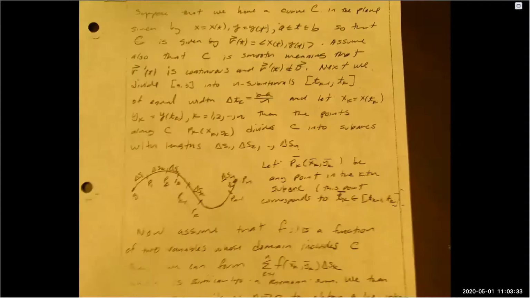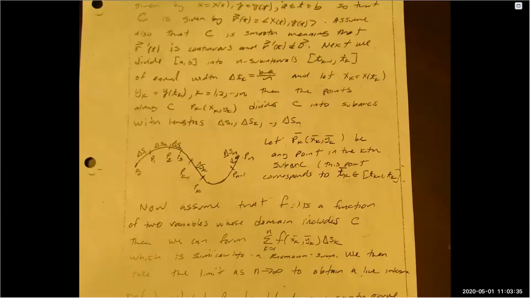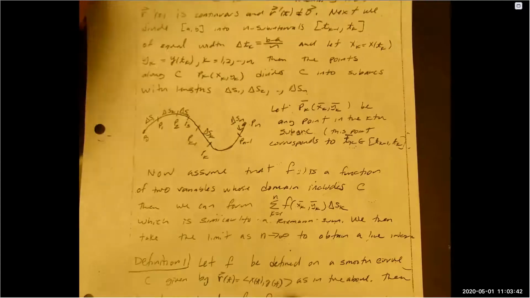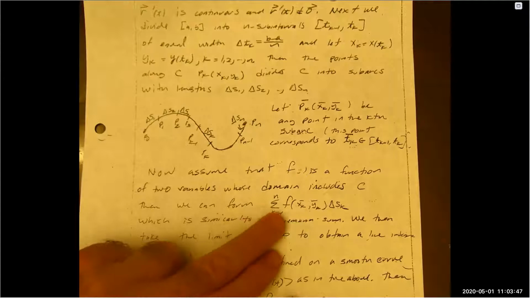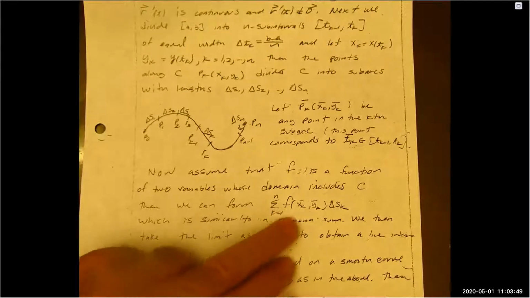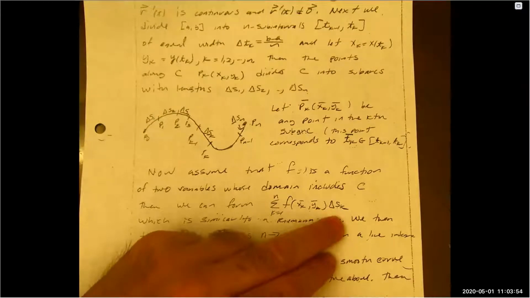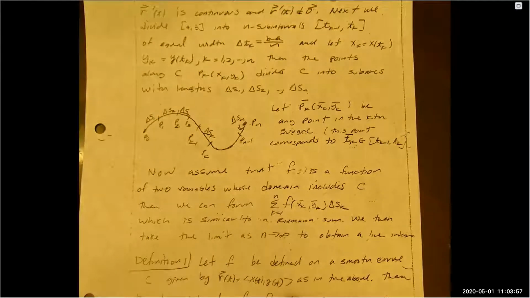And we're going to assume that f is a function of two variables whose domain includes C. And so then we're going to form this sum, and it looks kind of like a Riemann sum. We've got this function of two variables, though, and then we have the delta S_k instead of, like, the delta x or the delta x delta y, which is similar to a Riemann sum. We then take the limit as n goes to infinity to obtain the line integral.